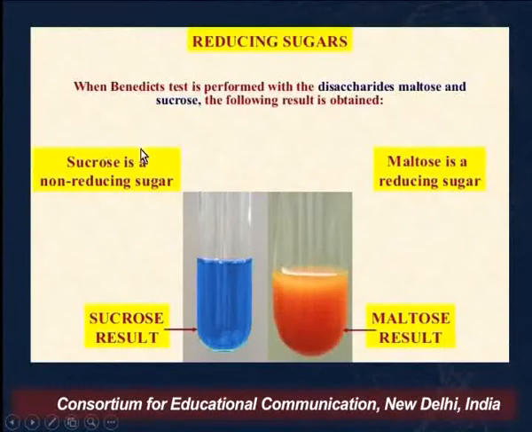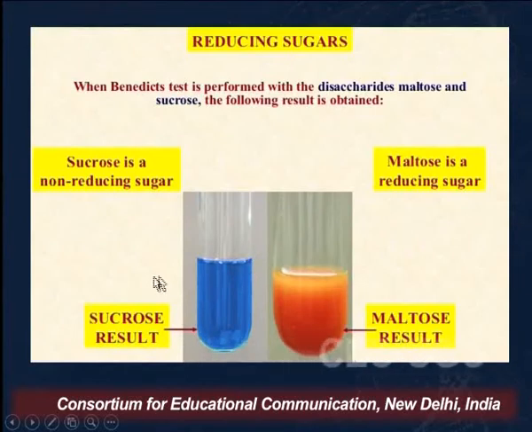So it is a disaccharide which does not have a hemiacetal unit, so it is a non-reducing sugar. So now here I have shown you a test: if we carry out a Benedict test for maltose and for sucrose, then we find that there is no color change when the reagent is added to glucose.